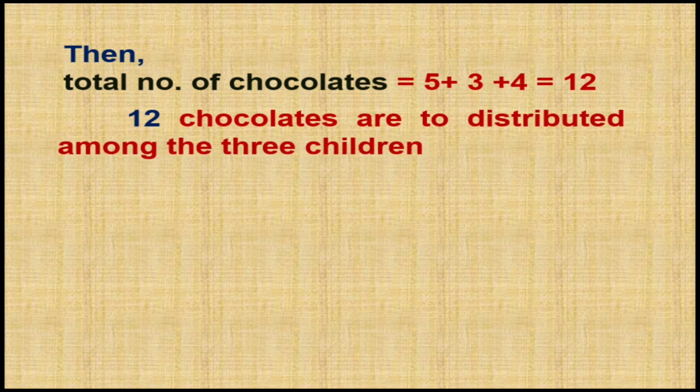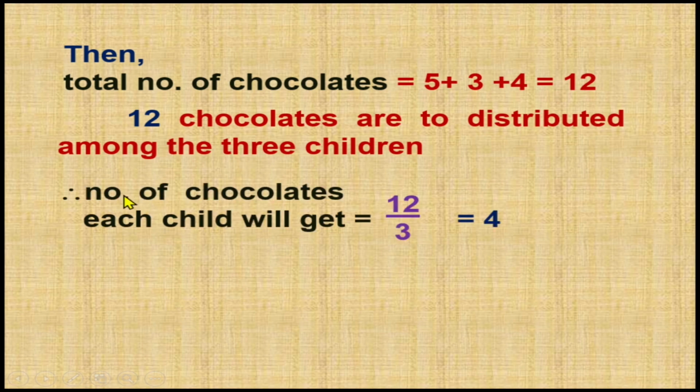So, the 12 chocolates are to be distributed among how many children? 3 children, right. Now, how many chocolates will each get? What will I do here? The total chocolates I will divide by 3. That means the number of chocolates each child will get is 12 by 3. How much is it? 4.